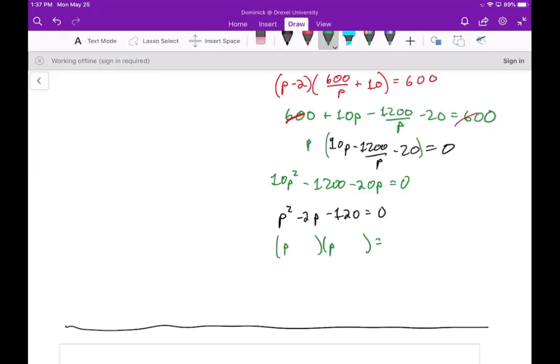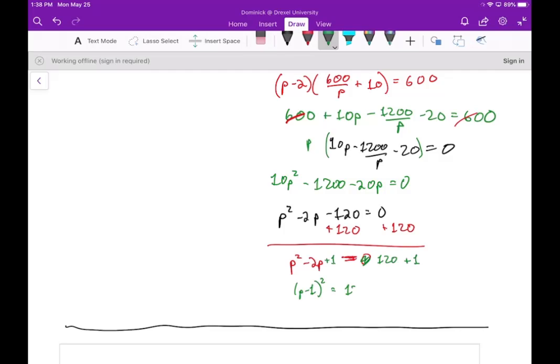So let's maybe do completing the square. If we add 120 to both sides, we're going to get P squared minus 2P is equal to 120. And if I add B over 2 squared, B over 2 is just negative 1. If I square that, that's still 1. This is 120, and then I need to add 1 here. So I'm going to get that P squared... actually, let's factor it. So we get P minus 1 squared is equal to 121.